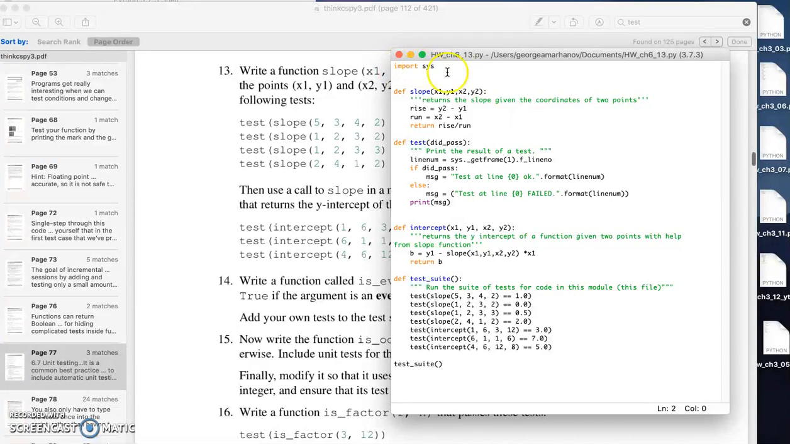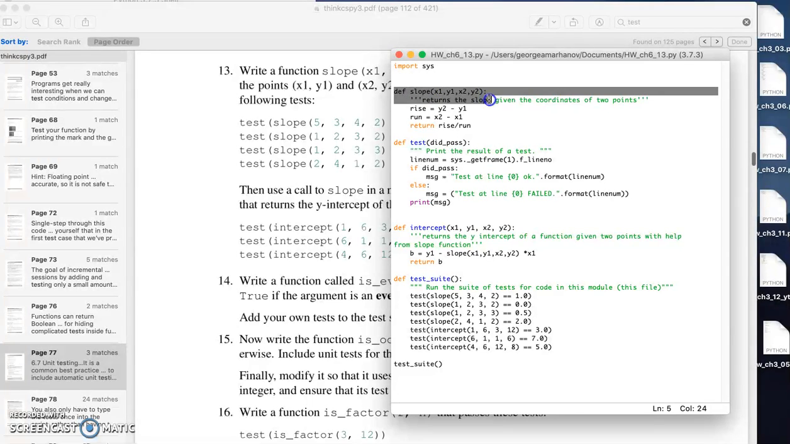Line 1, I'm importing sys, and that's, once again, part of the unit testing. That's part of those functions that we make for the unit testing.